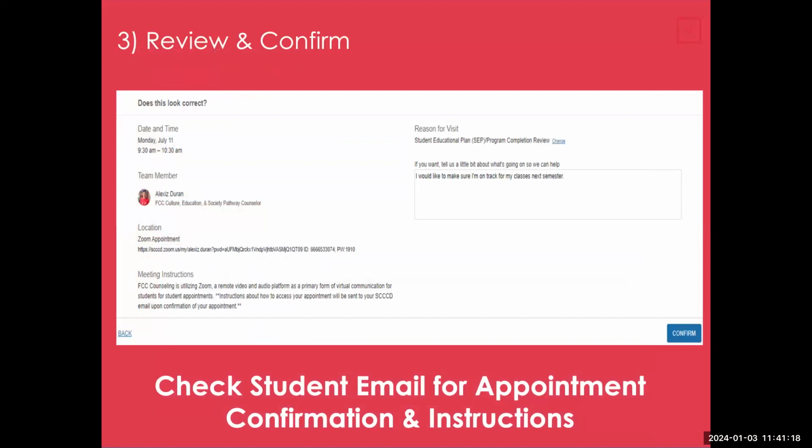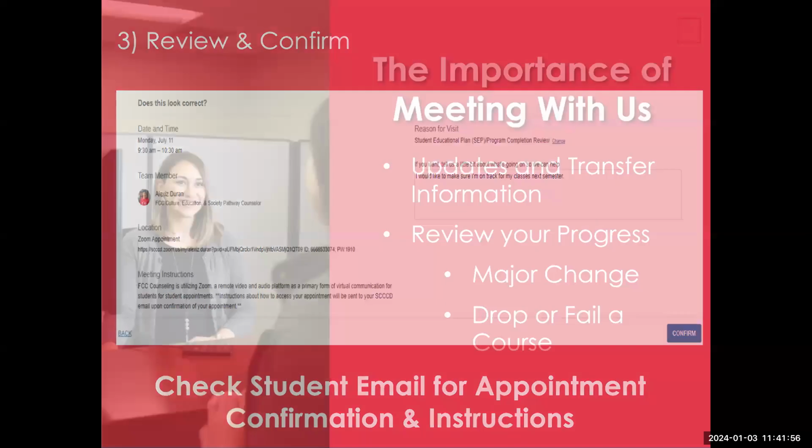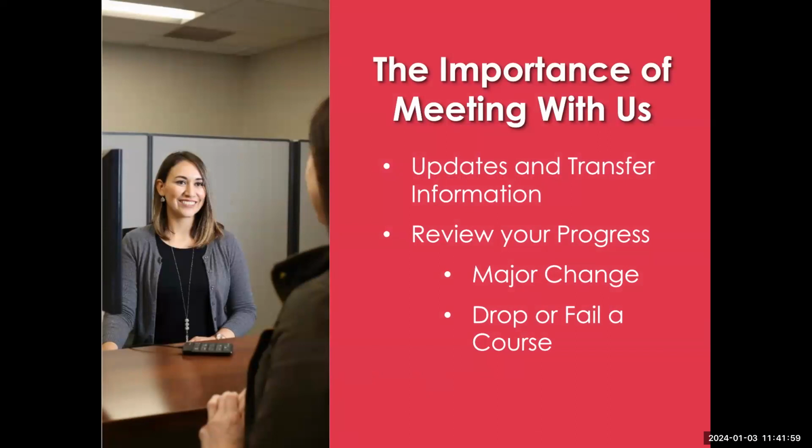Okay, so once you've clicked on schedule that appointment and you've clicked on the individual and the date and time that works for you, it's going to ask you to review and confirm. It will list out the date and time, and tell you who that counselor is and the location of that appointment. If it is via Zoom, you will see a Zoom link in that box, and the meeting instructions will be listed there. That information will be emailed to your Fresno City email address as a confirmation. So it does state: check student email for appointment confirmation and instructions. Okay, moving forward, I'm going to pass this over to Melissa Reyes Rodriguez.